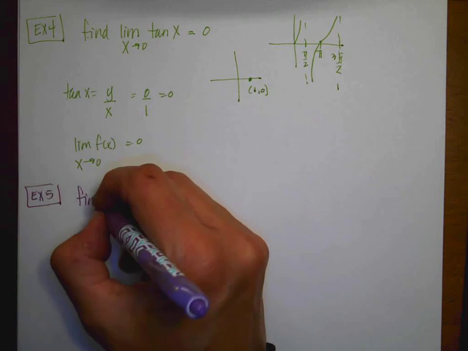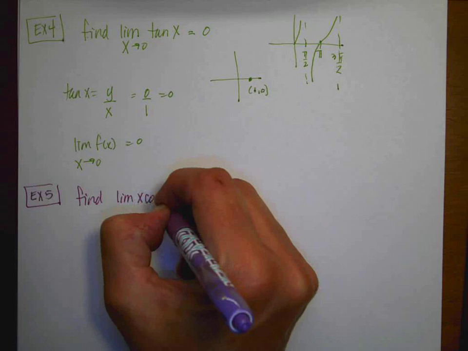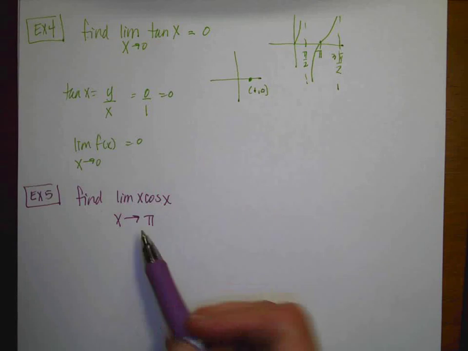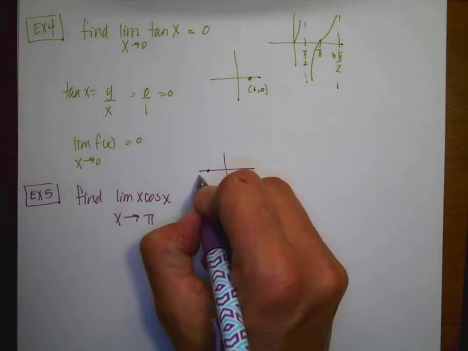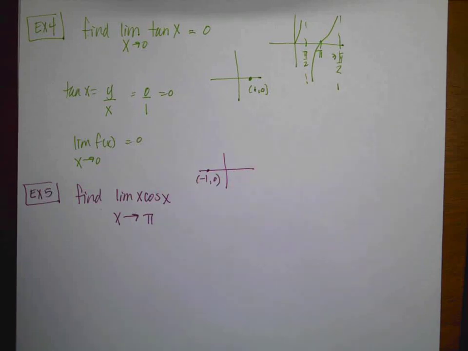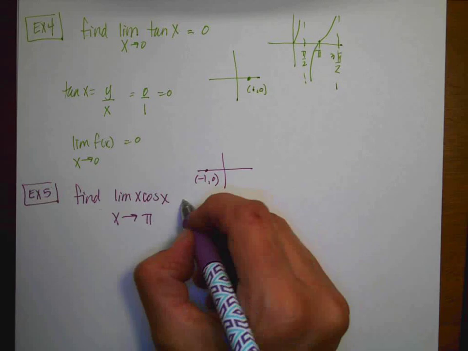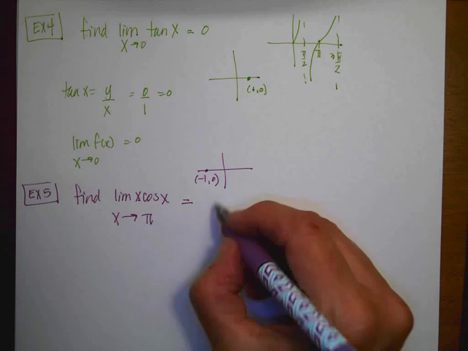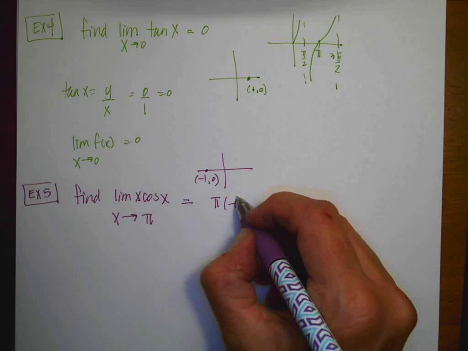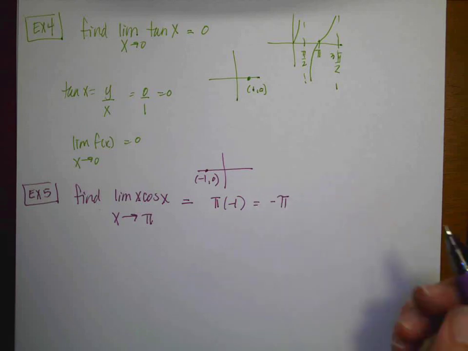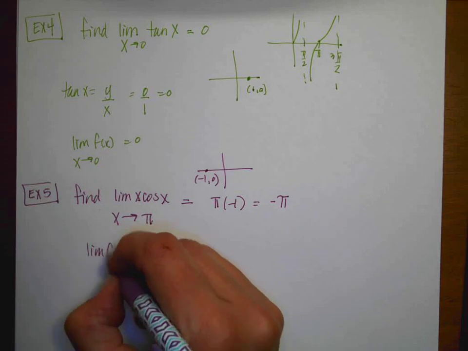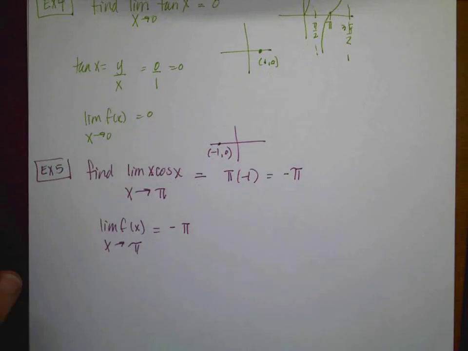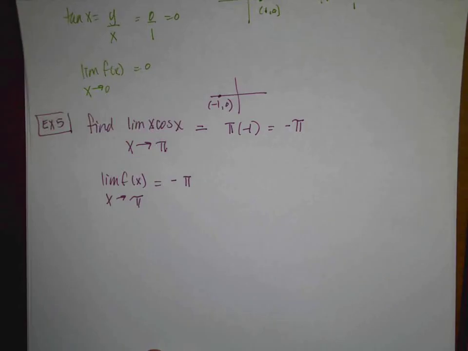Next example, example 5. I want to find the limit of x cosine of x as x approaches pi. Since I'm going to be needing to do the cosine of pi, I'm just going to sketch pi. Remember, pi is here. His coordinates are -1, 0. Cosine's not undefined anywhere, so I think I can just do straight direct substitution. The limit of x when x approaches pi is pi. The cosine of pi is -1. Therefore, the limit is negative pi. Woo, that's easy. So the limit of the function as x approaches pi is negative pi. Well, that was pretty easy.